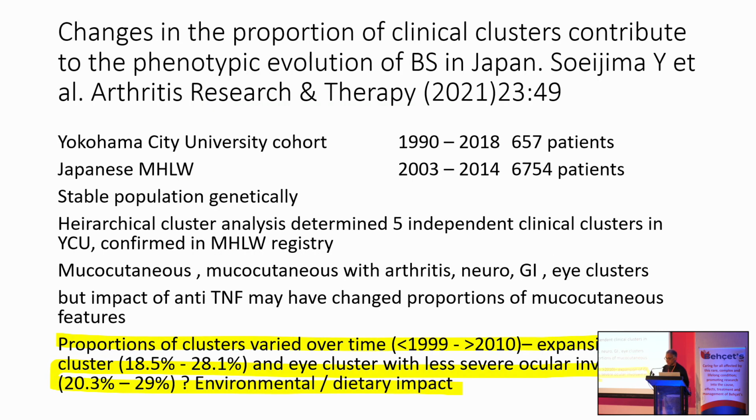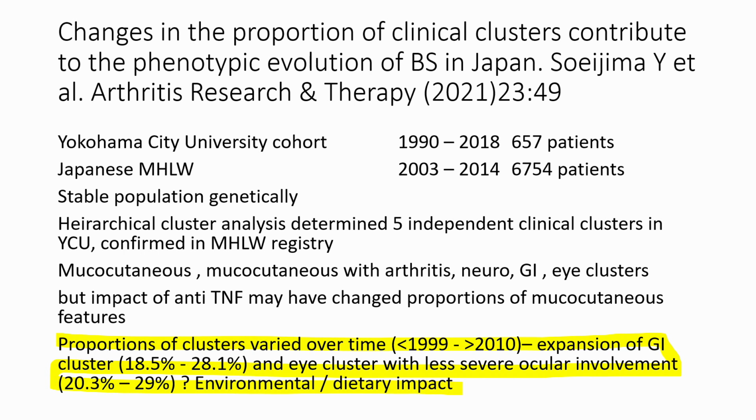So I'm going to share with you some data now from, again, another country, Japan, which also is a fairly homogeneous country from the genetic perspective, with little in the way of migration, the population stable over time. And what we found from this paper reported here was from two cohorts, a Yokohama University cohort, and then the Japanese Ministry of Health, Labour and Welfare database, which they have in their country to collect all the new cases with Behçet's syndrome. And what they found was that things were changing over time. They found roughly similar results in these two cohorts, but they found that the proportion of the patients in the cluster who had the gastrointestinal manifestations and women, that tended to be increasing over time from 18.5% to 28%.